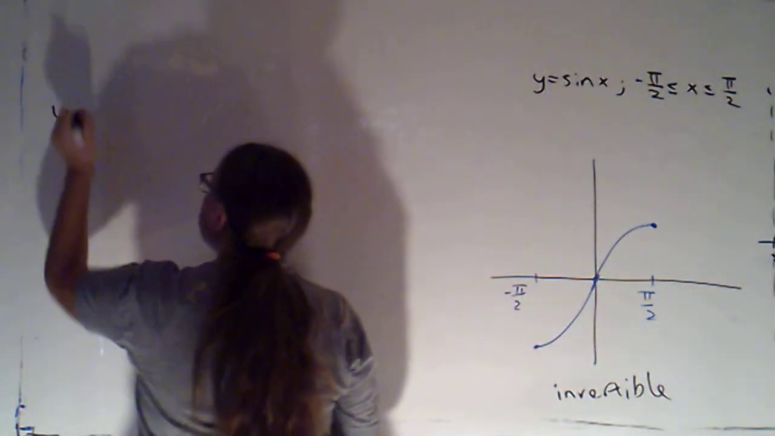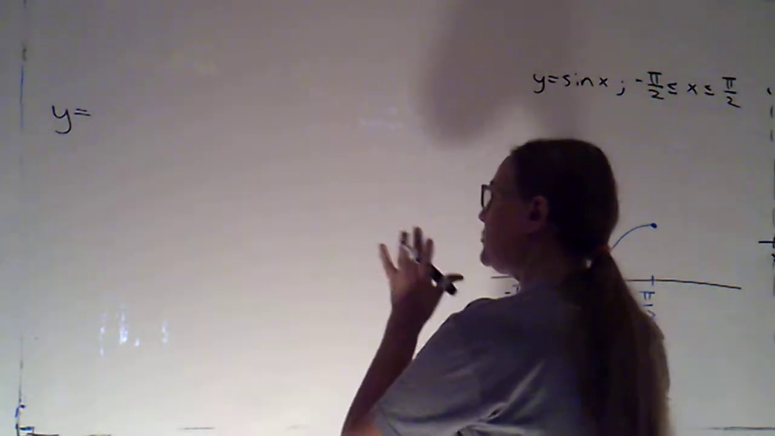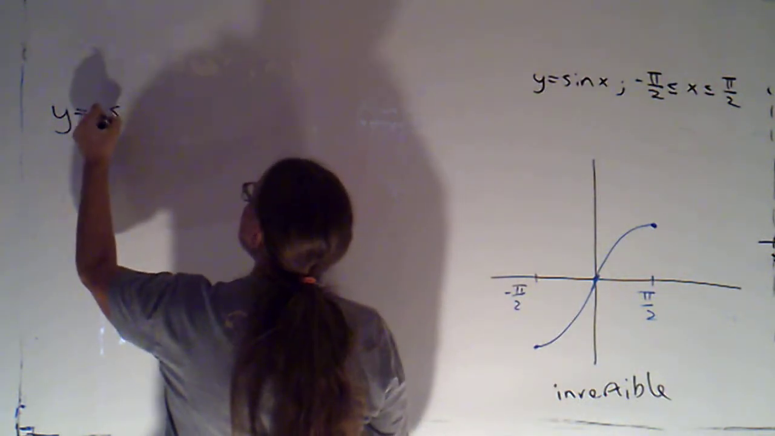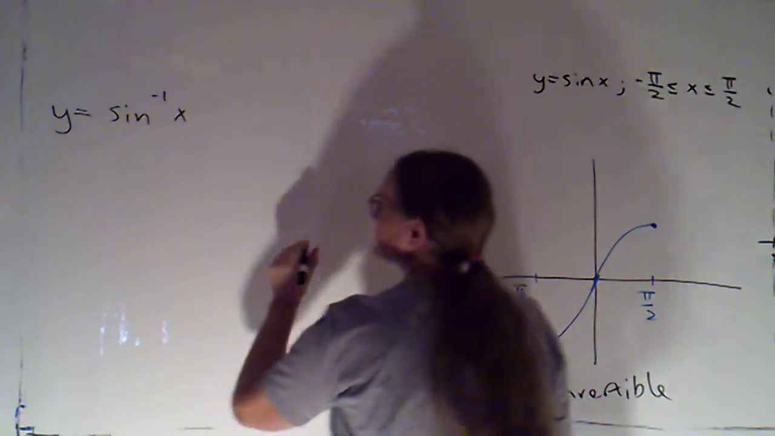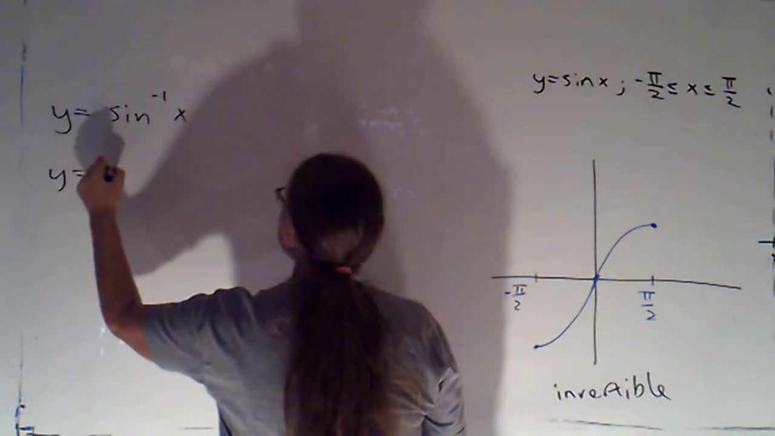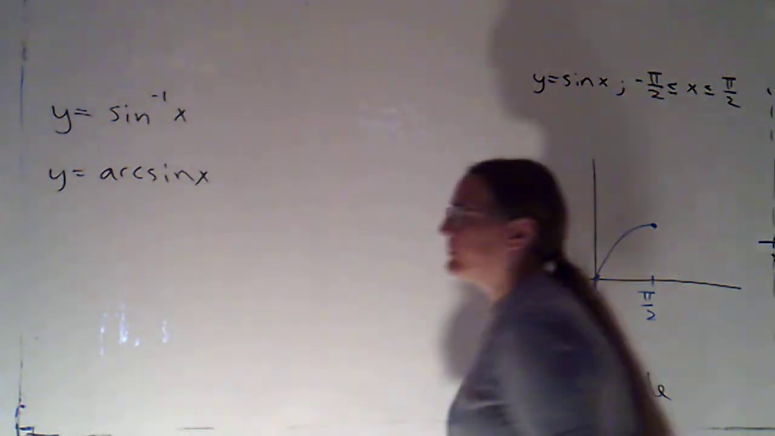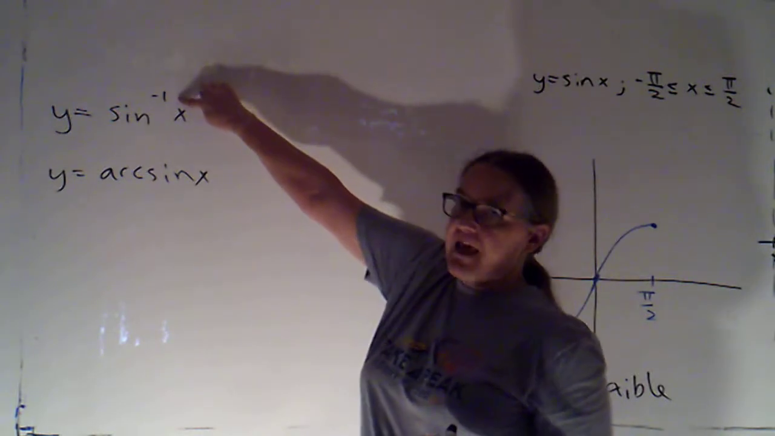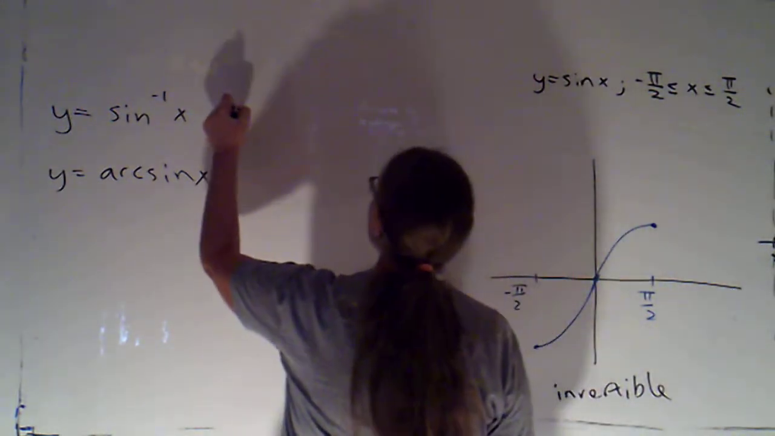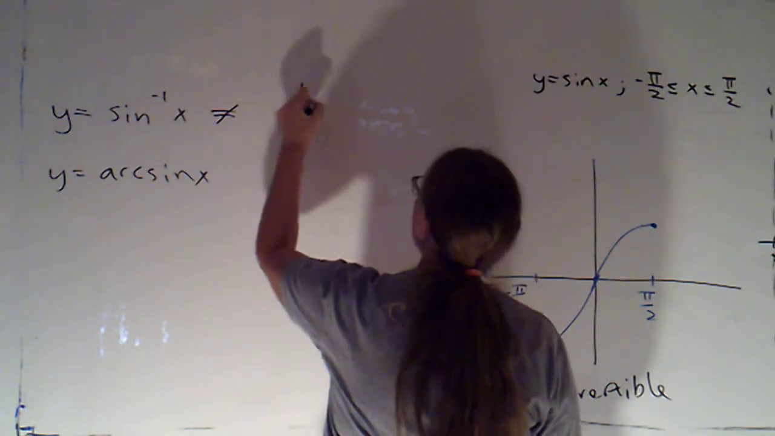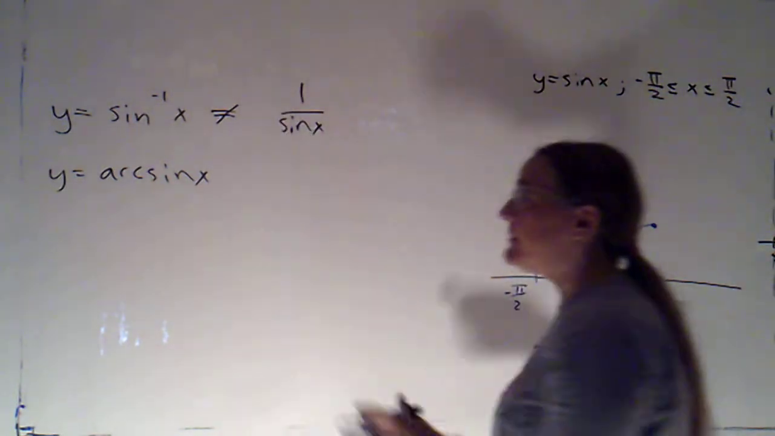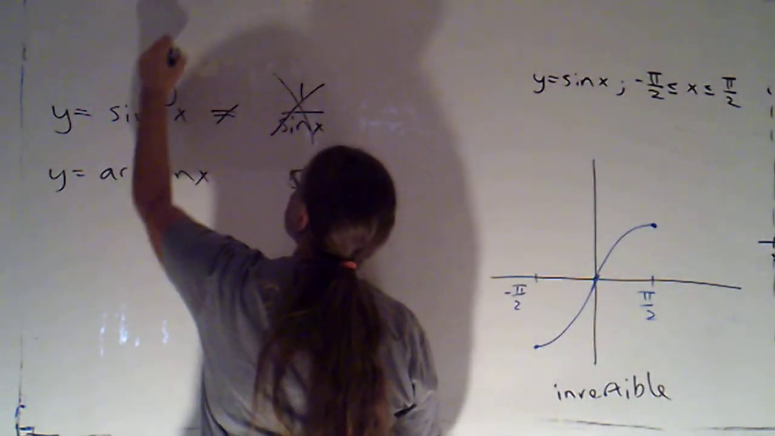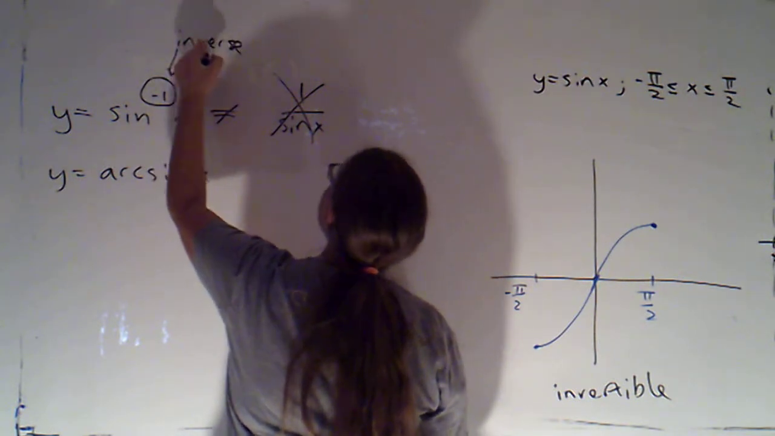I can say y equals, now there are two forms of notation for this, okay? It would be either sine inverse of x, or what I prefer is y equals arcsin of x. I prefer that for two reasons. One, people confuse that with an exponent. That is not the same thing as 1 over sine x. I'm not talking about the reciprocal. That would be cosecant. That's not what this is. So this right here is an inverse sine, not an exponent.